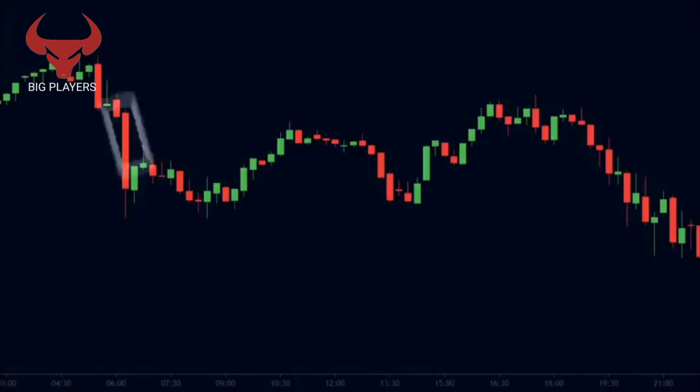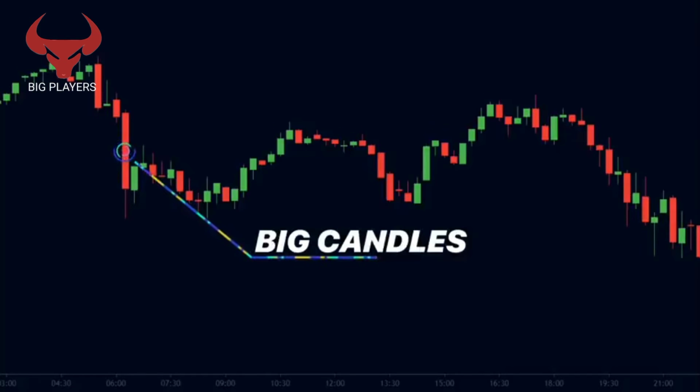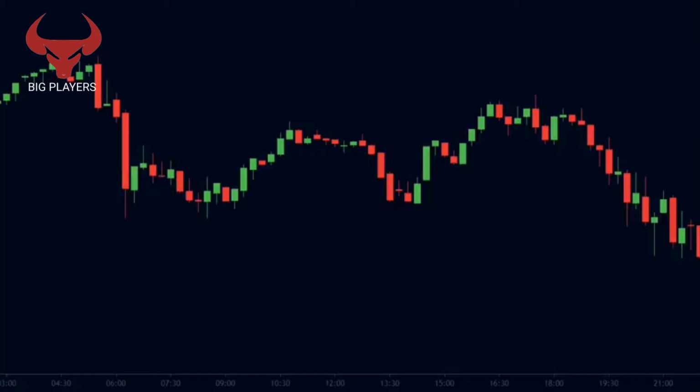On this chart, we have a strong down move here. Here we see big red candles formed subsequently. Look at the size of these candles and compare them with the candles before. We can clearly conclude that these candles are way bigger than the previous ones. Hence, we have clearly identified a strong down move.